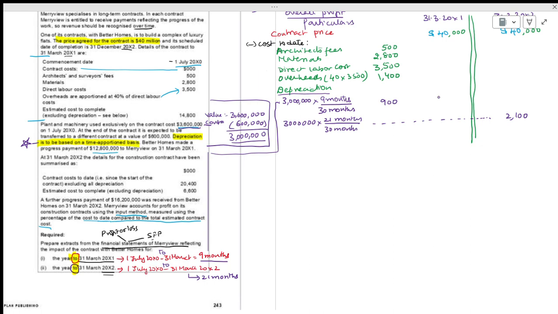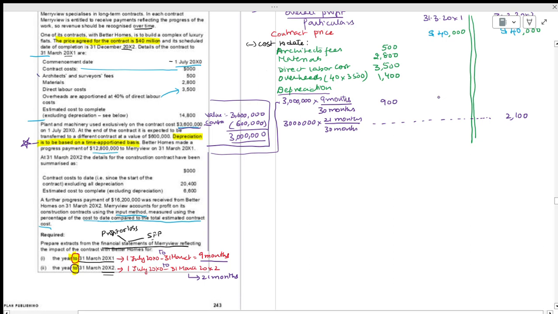This is the first time we are doing this, and hopefully we are not going to do this time apportion method again. Based on the time, we have to calculate depreciation, as simple as that. Based on the time, anything we have to take, come back to this.